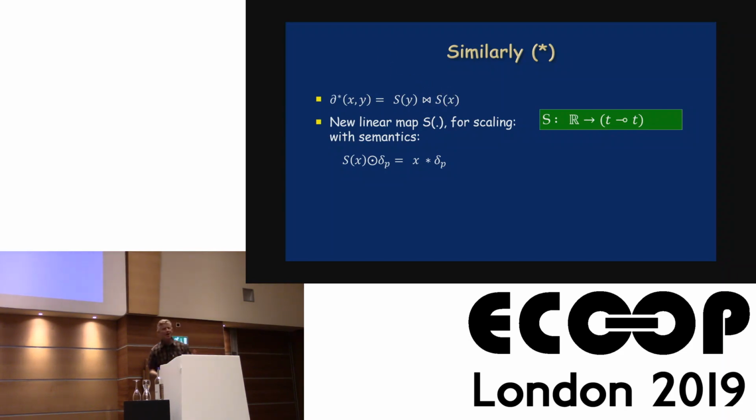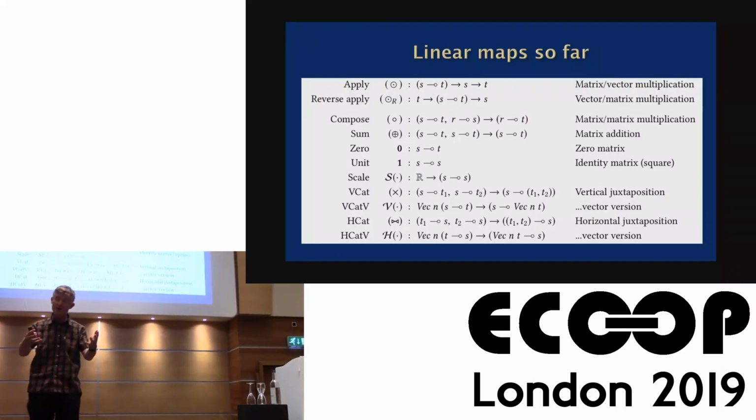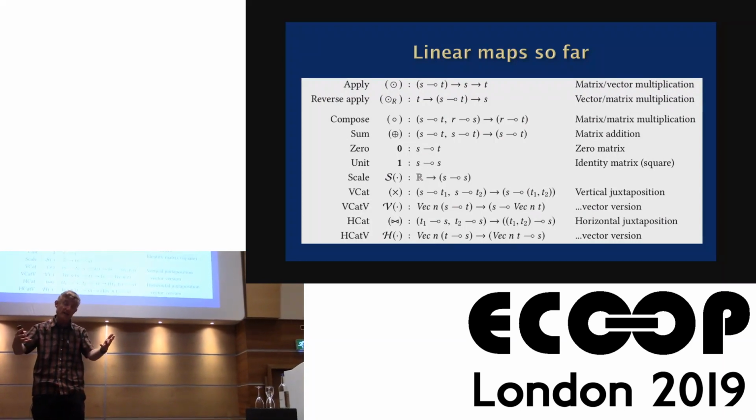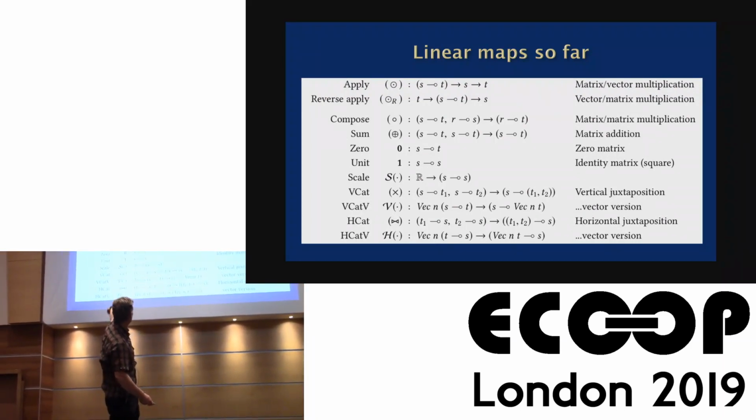Okay, so I hope you're just beginning to get the general idea. The pattern always is we need to introduce new linear map constructors in the abstract data type, and then we need to say their semantics, and then we have a little vocabulary of them. Here they all are.